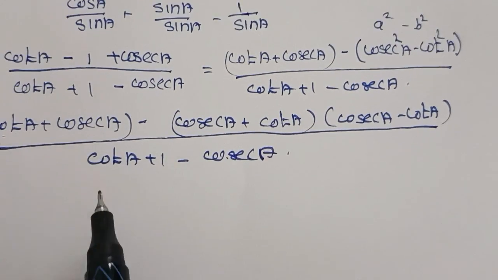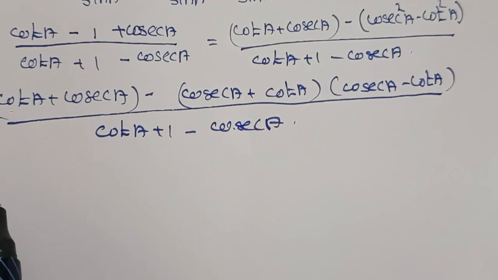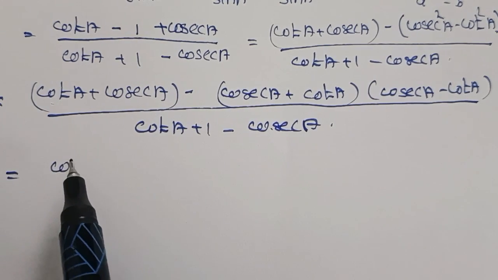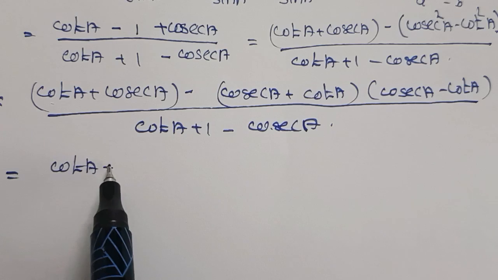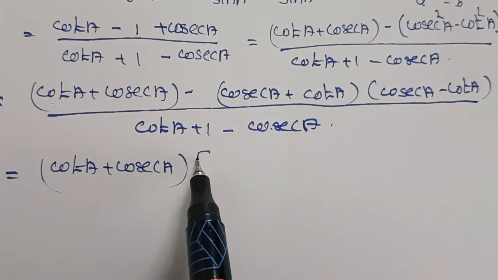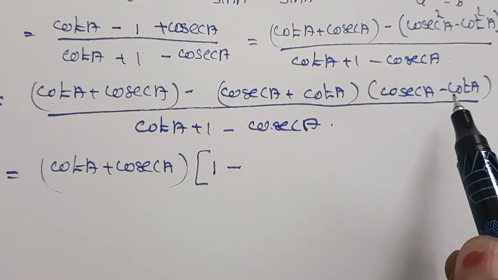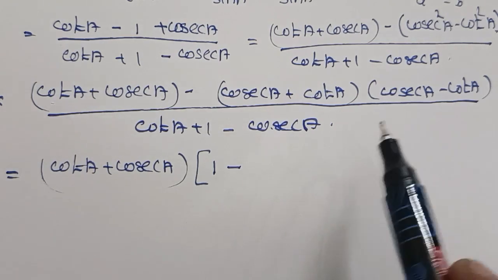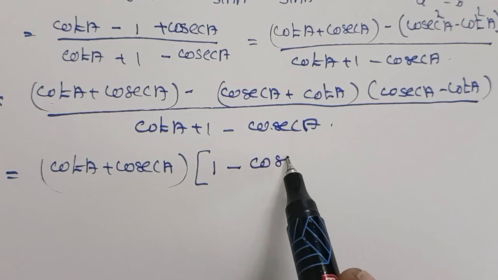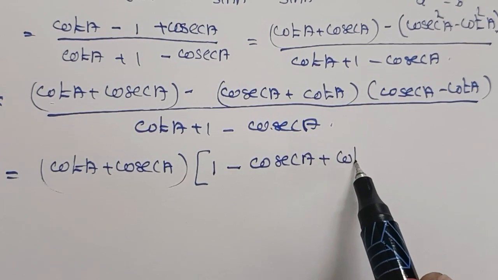Okay. Now taking the common factor cot A plus cosec A outside, that is equal to cot A plus cosec A, it is the common factor. First remaining 1 minus second remaining cosec A minus cot A. Since minus is outside, we can change the sign. So minus into cosec A, that is minus cosec A. Minus into minus will become plus cot A.